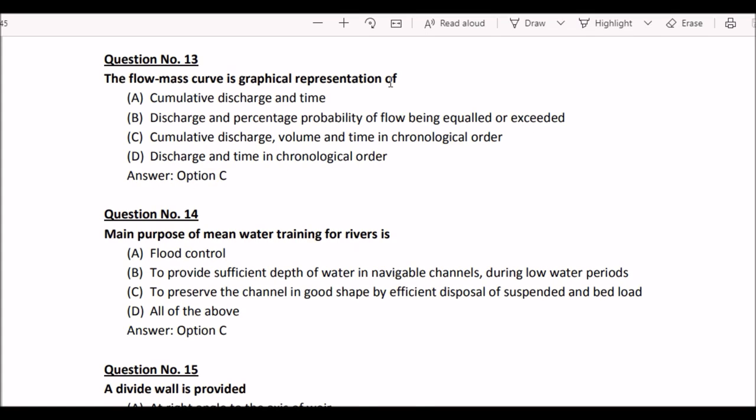The flow mass curve is a graphical representation of option A, cumulative discharge in time. Option B, discharge and percentage probability of flow being equaled or exceeded. Option C, cumulative discharge volume and time in chronological order. Option D, discharge and time in chronological order. Right answer is option C, cumulative discharge volume and time in chronological order. Okay. Next question.